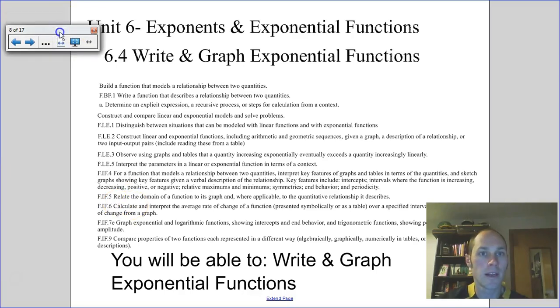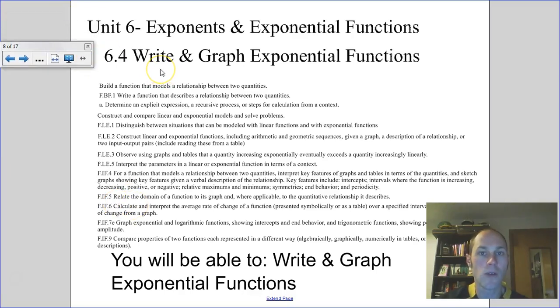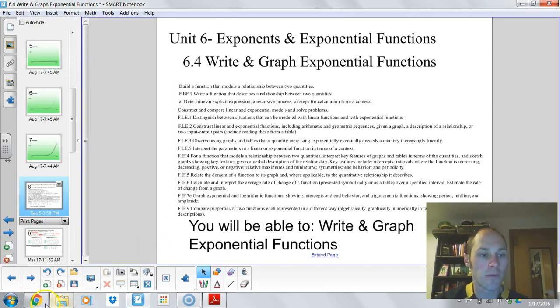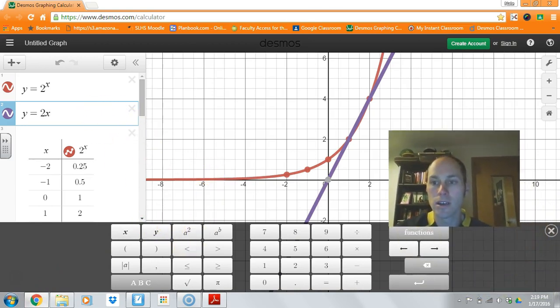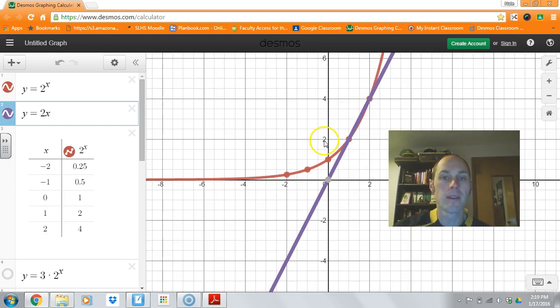As we continue our unit on exponents, we're going to get now into writing and graphing exponential functions. So by the end of class, we'll be able to know how to write and also how to graph an exponential function. So we've already looked at what a linear function looks like. So a linear function would be the function in purple here. It forms a straight line. The exponential function is curved. And we'll talk about what happens there.